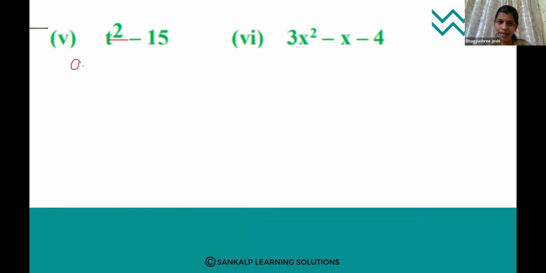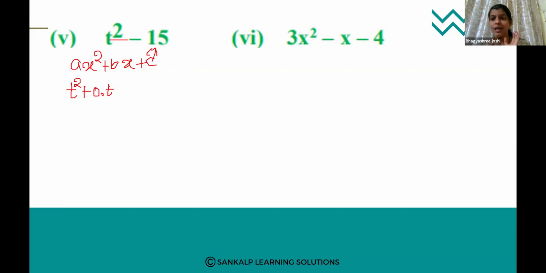See, it should be in the form ax square plus bx plus c. A value is 1 here because t square is equal to x square only. Minus 15 means it is constant term. But middle term is missing. If the middle term is missing, I need to write it. So I need to write middle term bx. How to write it? I will write it as t square plus 0 into t.